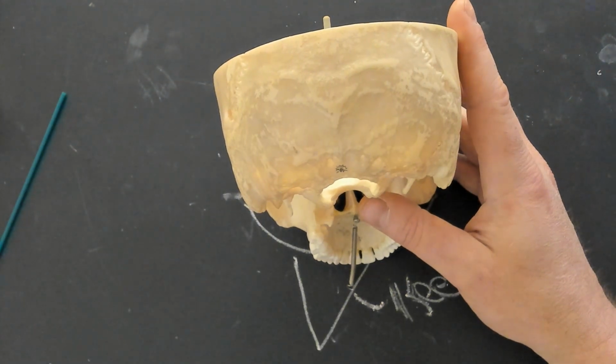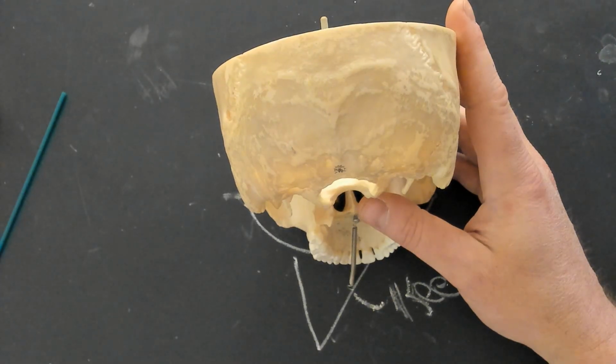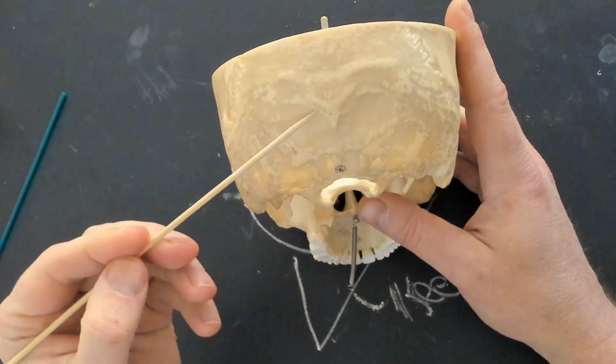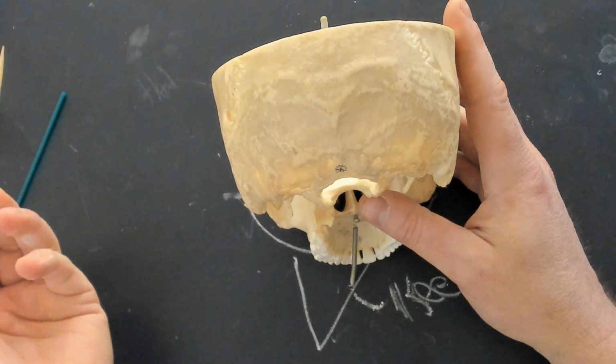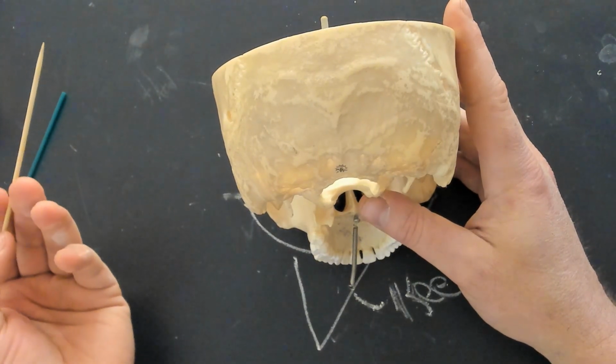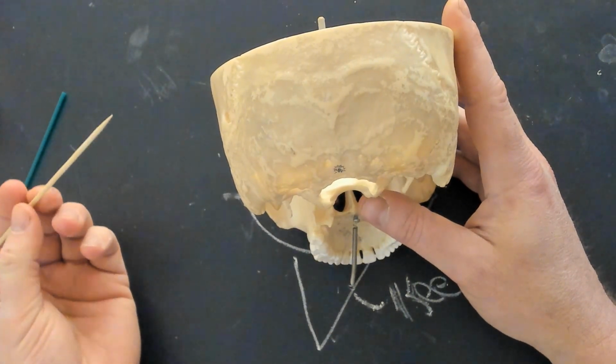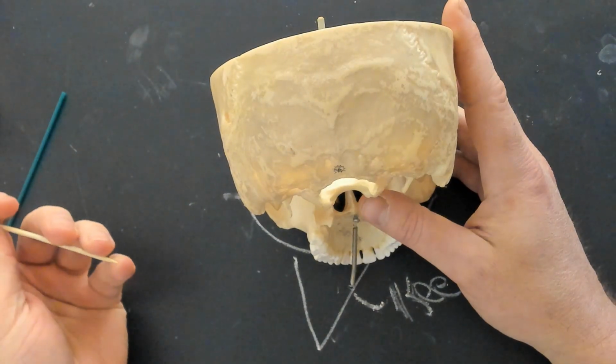You can feel the bump on the back of your head. You may or may not feel the lines that extend from it. The bump is called the external, because it's on the outside, occipital, because it's on the occipital bone, protuberance, because it's a bump. Again, a mouthful, but if you learn the language, it's very descriptive.